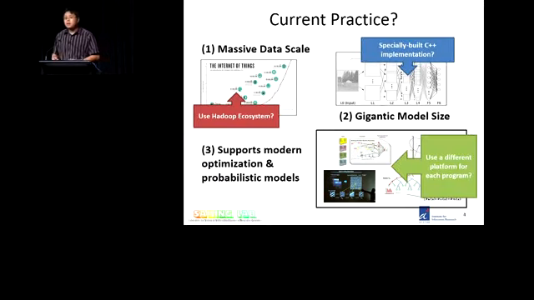Now, the current practices are: for massive data scale, you might use, say, the Hadoop ecosystem to deal with storage and processing. For dealing with very large models, it's pretty common to implement a bespoke or custom model for each kind of application you want to do. And for a broad spot of things, I think everyone gravitates to a certain favorite tool they have, using a different program for each platform.